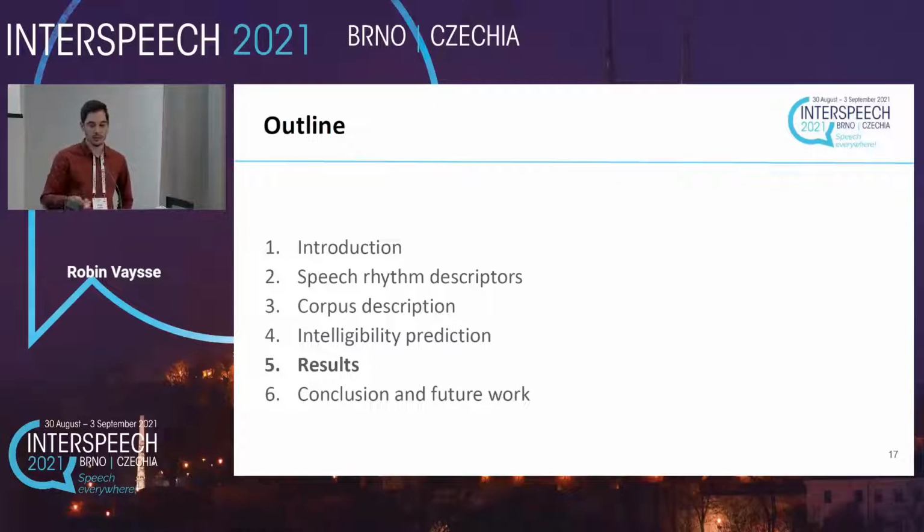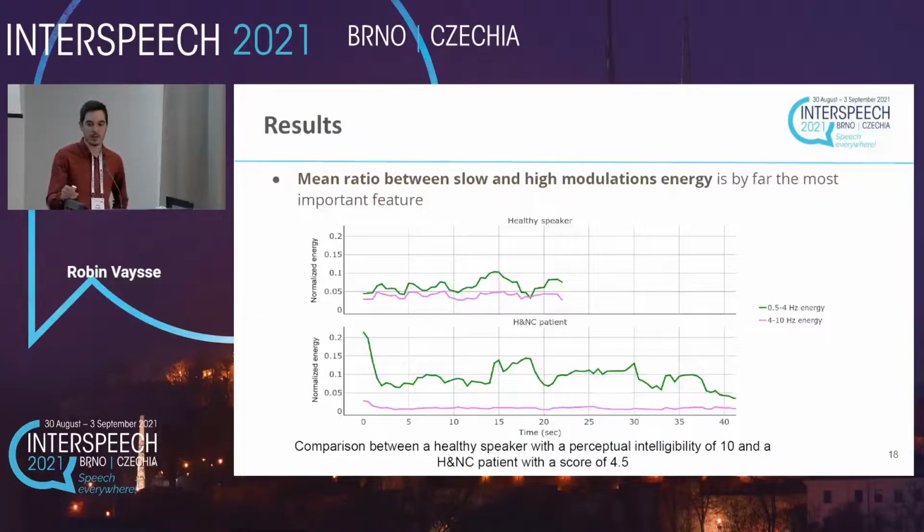So about the results, we saw that after the Lasso regression step, the most important feature was the mean ratio between the slow and high modulation energy. So the ratio between the 0.5 to 4 hertz energy, and the energy between the 4 to 10 hertz band.